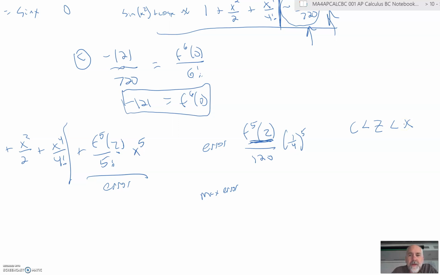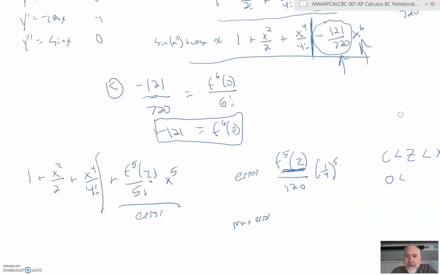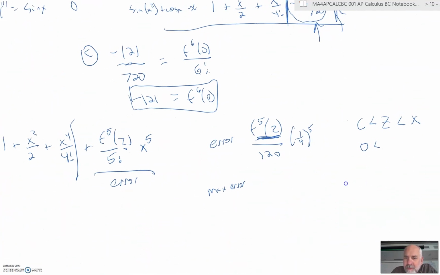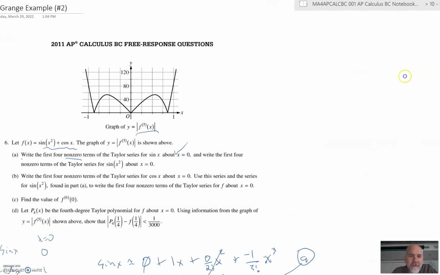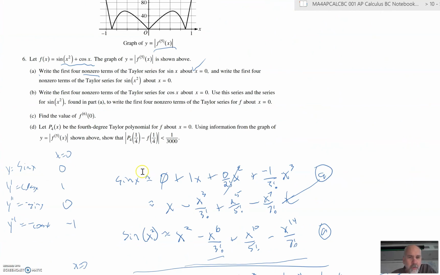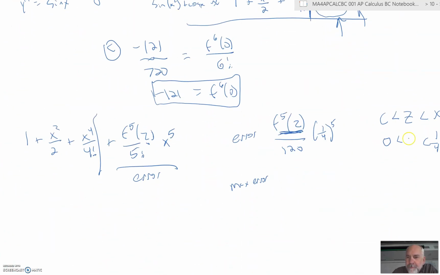So in this case, since 0 was the center of the expansion, it's just a Maclaurin series. We didn't do it around anything else. We did it around 0. And x is 1/4. How do I know that? Because we're estimating the error when you plug 1/4 into the function. And so z has to be a number between 0 and 1/4.